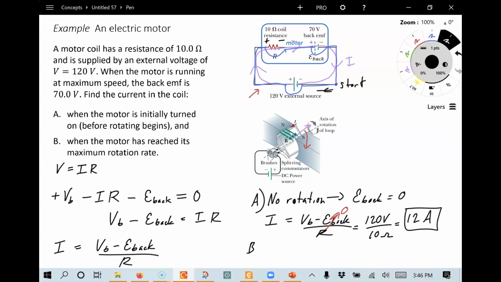Now in part B, we're going to do the exact same thing, except now we don't have 0 E back, we have maximum rotation. And we're told that the maximum rotation is producing an E back equal to 70 volts. So we're going to have 120 volts from the battery minus 70 volts due to the back EMF, still divided by the 10 ohms. We don't need a calculator here. That's going to be equal to 5 amps.